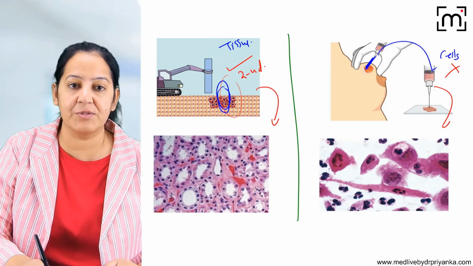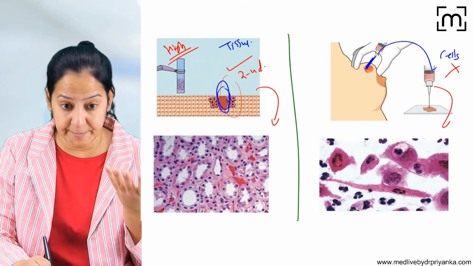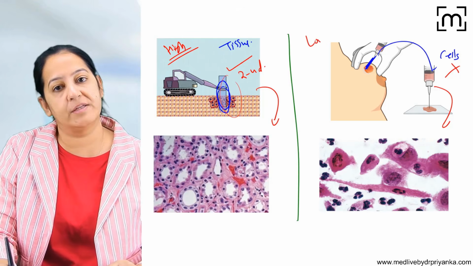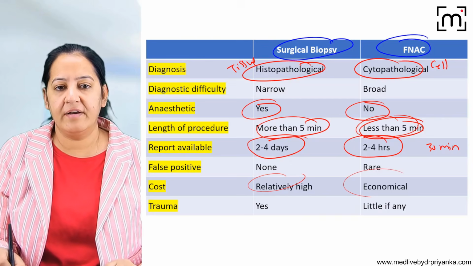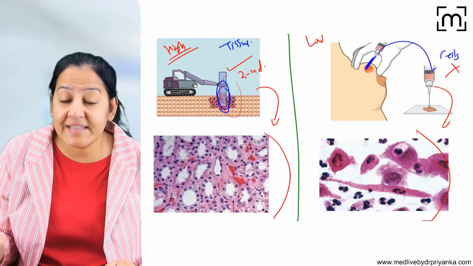Right, here the cost is very high, because here the consumption is more and it requires anesthesia also. Here the cost is low. This one is cheap. Here the trauma is more. Here trauma is less. Here you can see the architecture well. Here you can see the cells well.